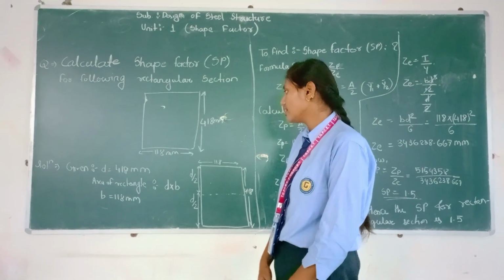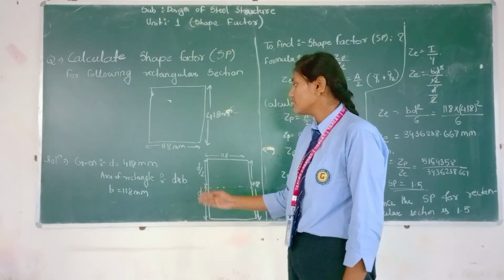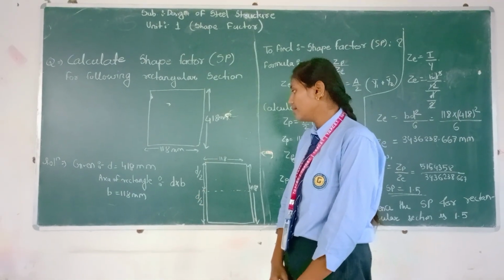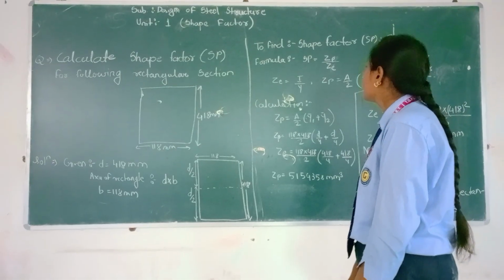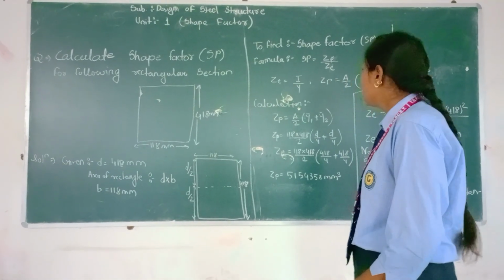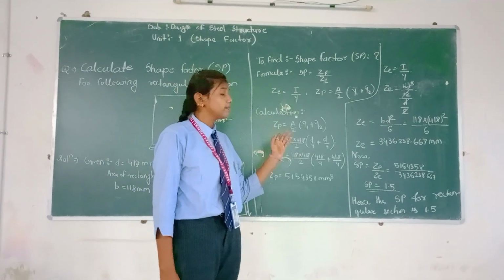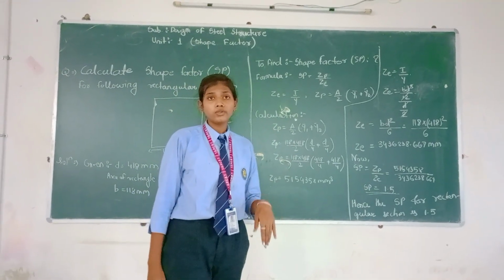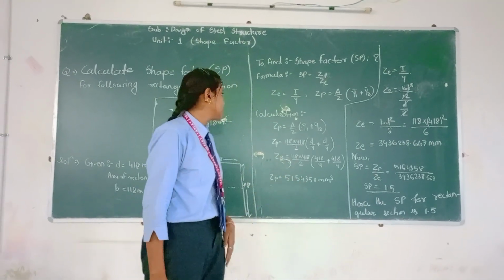Area of rectangle is equal to D into B. Breadth is equal to 118 mm. To find shape factor, the formula is SP is equal to ZP upon ZD. ZD is equal to I upon Y and ZP is equal to A by 2, then (y bar 1 plus y bar 2) in one bracket.